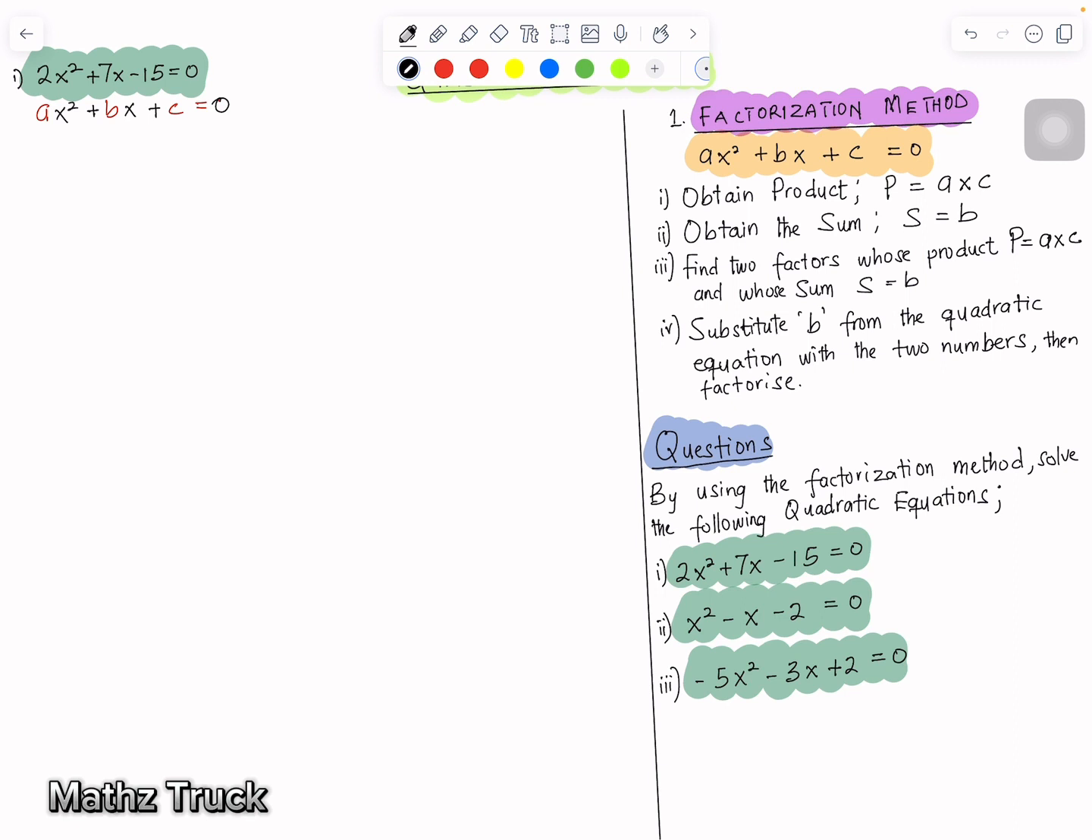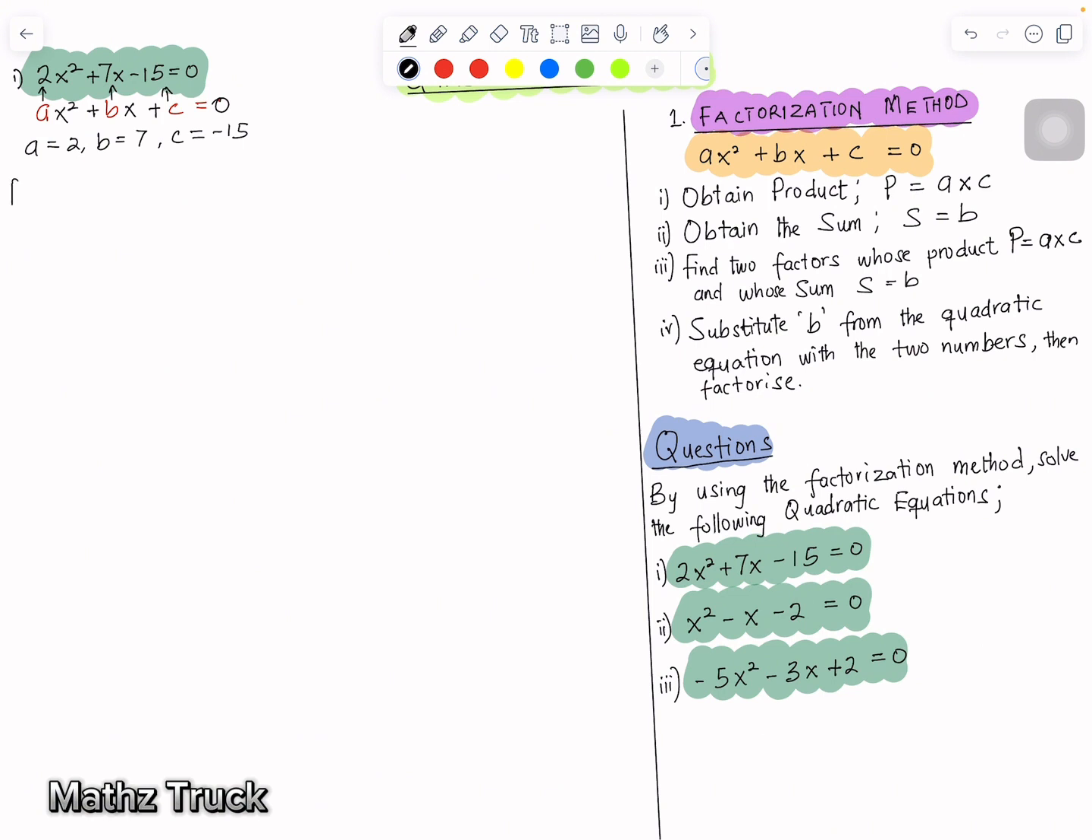Now comparing your general quadratic equation to the question, you will be able to find your a, b, and c. The a will be equal to 2, b will be equal to 7, the c will be equal to negative 15. So we have a equals 2, b equals 7, c equals negative 15. Now knowing this, the first thing you have to do is to find a product.